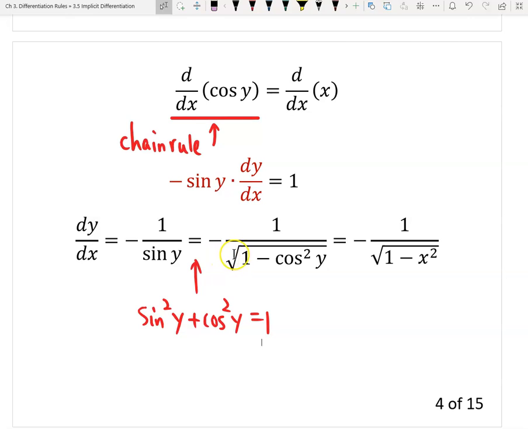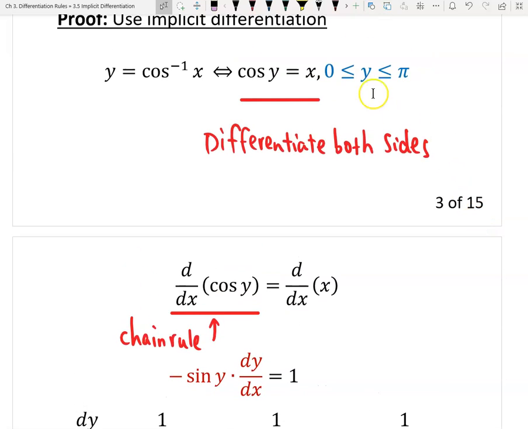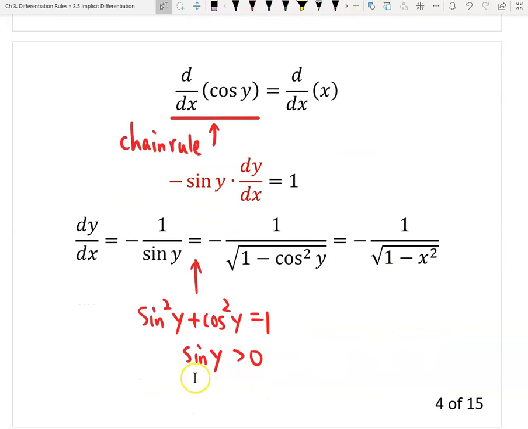However, we have positive or negative. Can we look at it? In here, sine is still positive. Sine y is still positive, so we don't have a negative. Can we look at the y? Y belongs to 0 to pi, quadrant 1 or quadrant 2. For sine, it's always positive, right? See, that's y. Sine is positive, therefore we get to here.